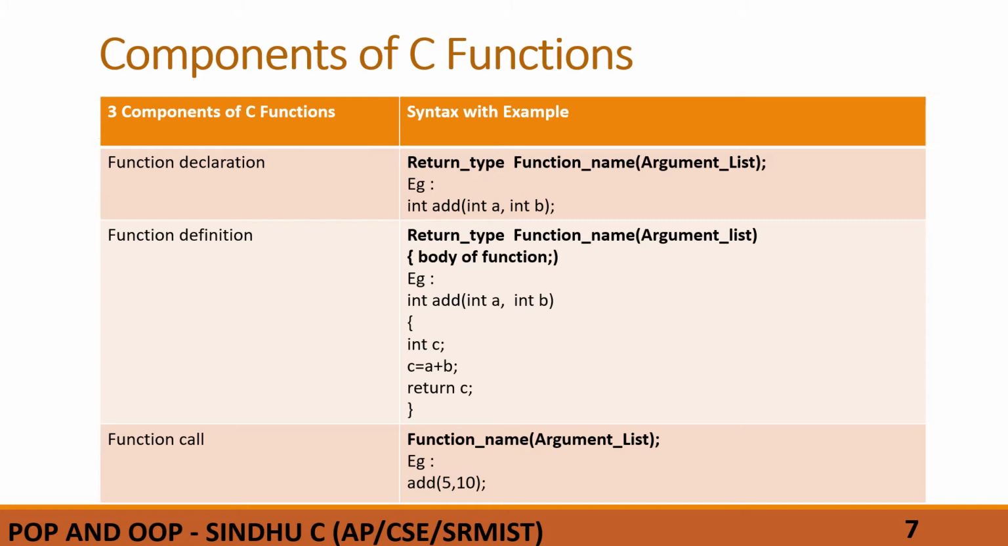Then function definition. In the function definition, the first line is just like your function declaration, but you will not have a semicolon, which is used for terminating the function declaration. So return type, function name, and argument list.